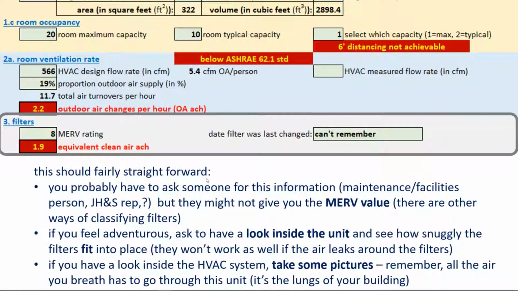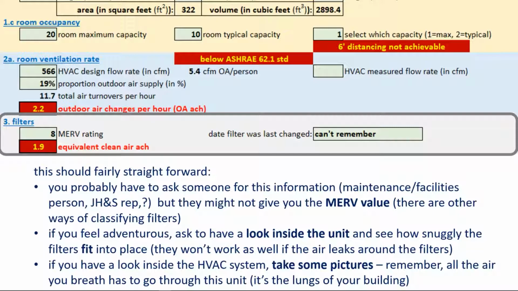They may not give you a MERV value. There are other ways of classifying filters, so I do have a slide coming up that allows you to convert from one system to another. But if you feel adventurous, ask to have a look inside the unit, and then you can see the filters and take the numbers off the side, but you can also see how snugly those filters fit.